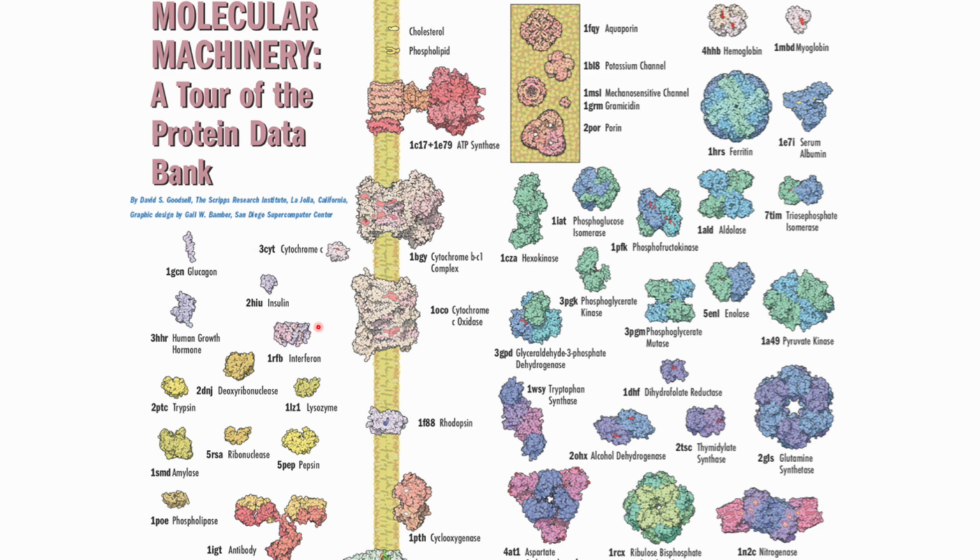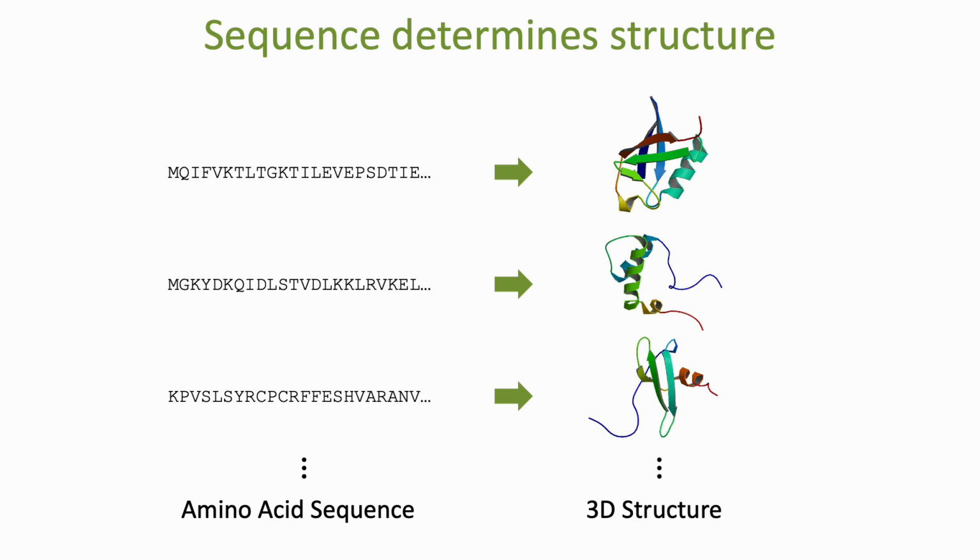So for example, insulin here has a very different shape than hemoglobin because they perform very different functions in your body. So if we want to understand how a particular protein works, what its function is, we need to find out its structure, what shape the protein folds up as. We also know that each unique protein sequence folds into a unique structure. We refer to that as the protein's native structure, the native fold of the protein.